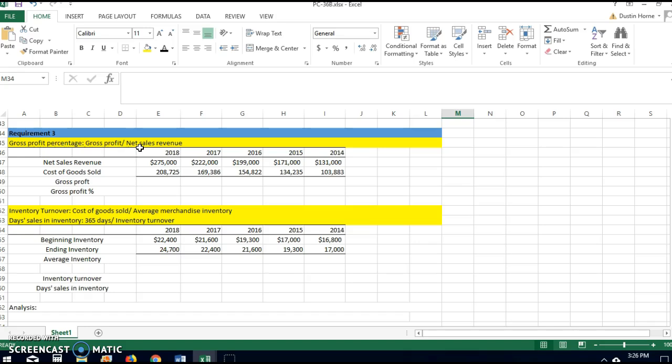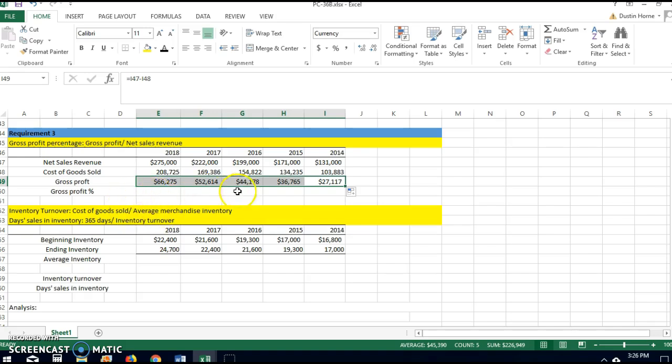And what I did here was I put our net sales revenue minus our cost of goods sold. That is how you get gross profit. So you will take your net sales revenue and you will subtract, and that is how you get gross profit. And I just copied those over so you can see that. And we have 27,000. I'm just checking my numbers real quick.